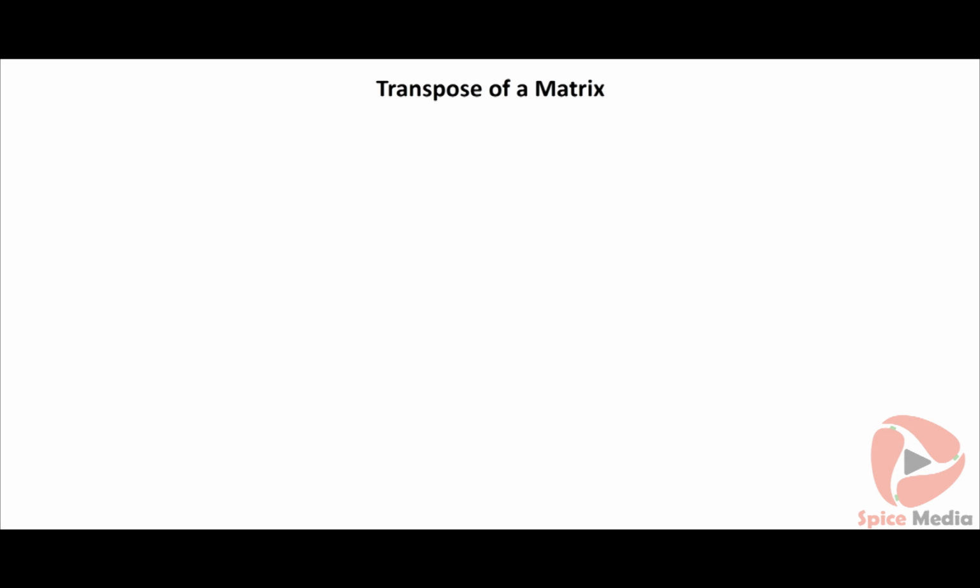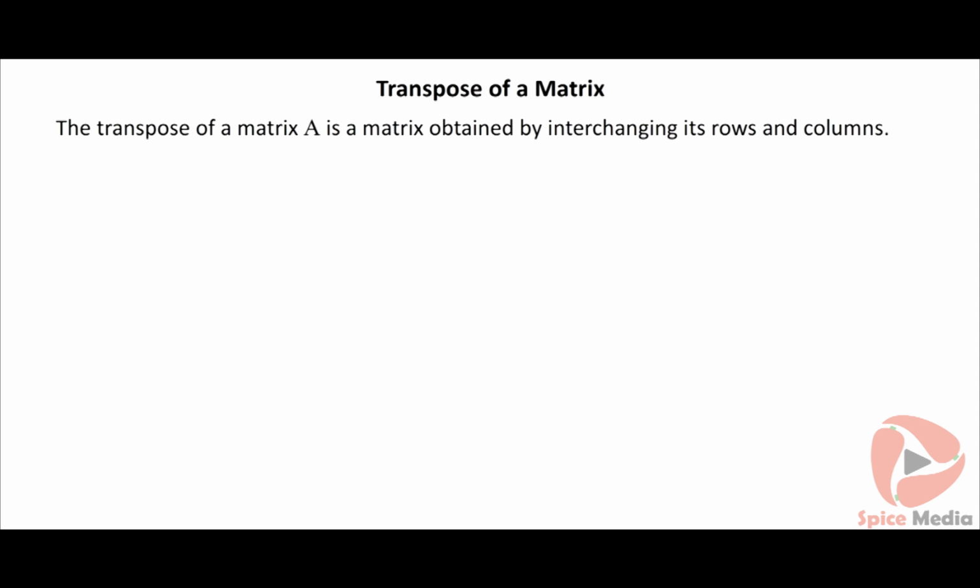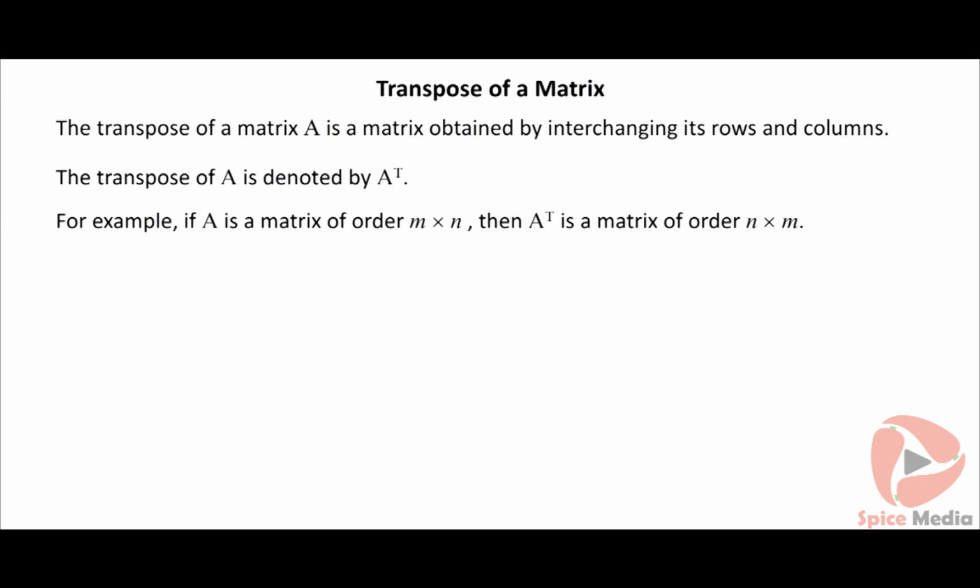This is also known as unit matrix. I3 denotes an identity matrix of order 3. Let's now learn the transpose of a matrix. The transpose of a matrix A is a matrix obtained by interchanging its rows and columns. The transpose of the matrix A is denoted by AT.